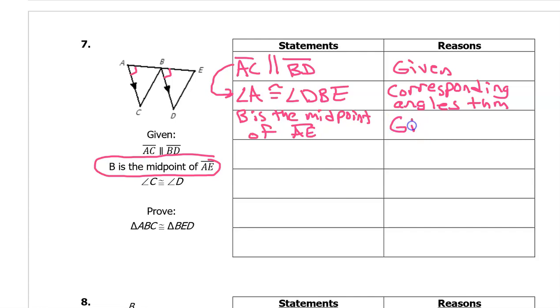So that is given. That's a very nice sentence, but we need to turn that into a congruence statement right away. If B is the midpoint of segment AE, that means that AB is congruent to BE. So let's write that down. Segment AB is congruent to segment BE. What will the reason be?